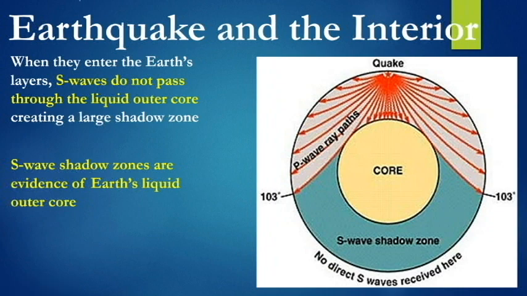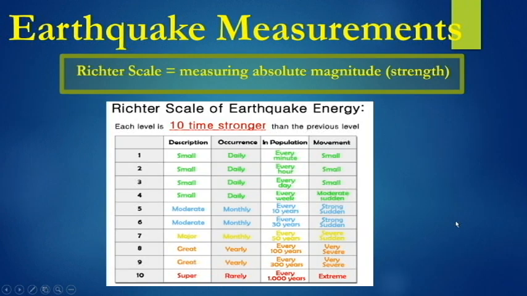That is how we make our inference that there is a liquid in there. There are many other things. There's many other observations we can make to confirm that, but this is a big one. The S waves are not recorded, and that's an indication that there must be a liquid that's in the way.